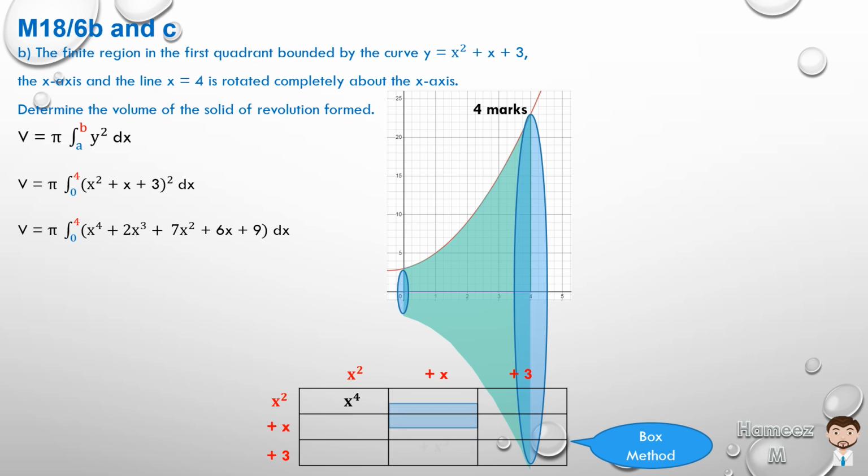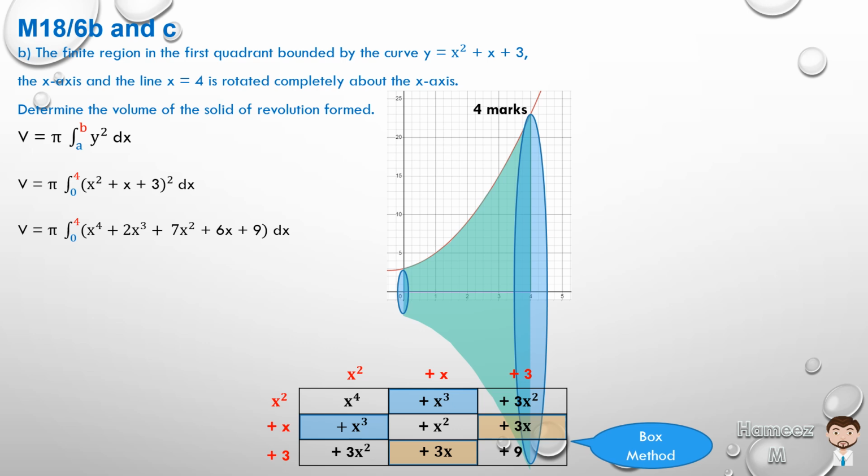And then the second one, which we have in blue there, will be x squared plus x, which is x cubed. And then x squared by plus 3 is plus 3x squared. The next area will also be x squared by x, which is x cubed as well. And then x by x is x squared, plus 3 by x is 3x. And then the last row of rectangles, 3 by x squared is 3x squared. And then 3 by x is 3x. And 3 by 3 is plus 9.